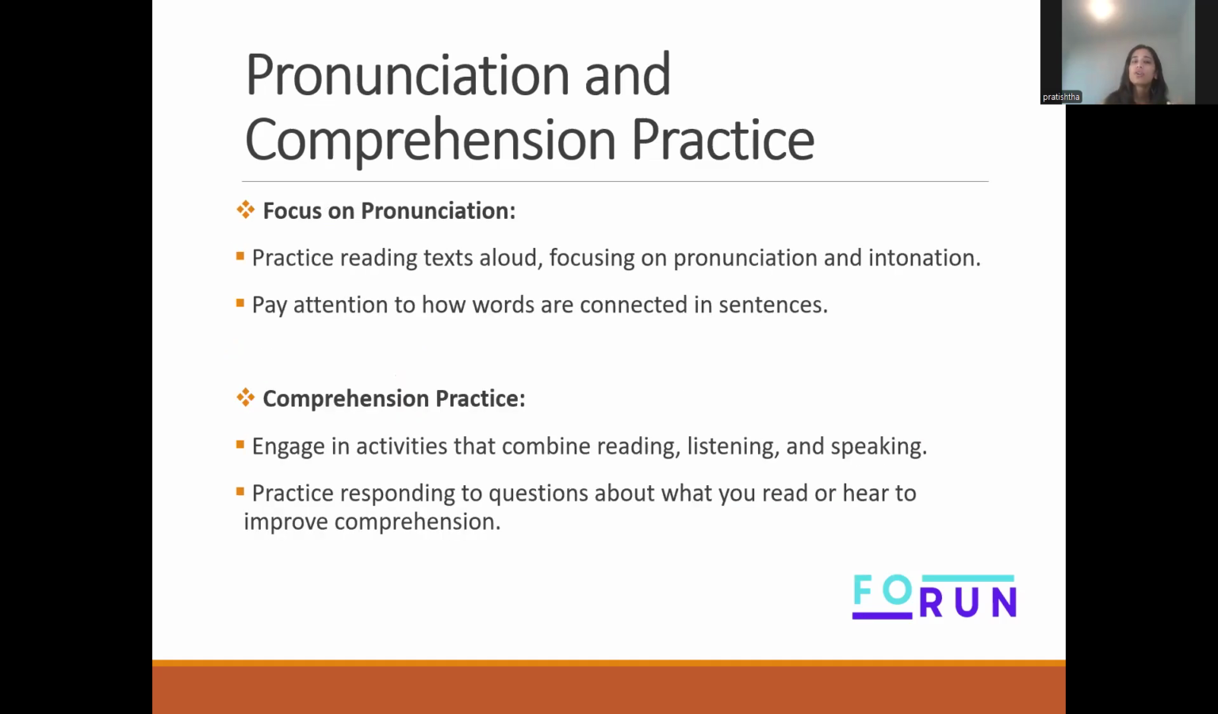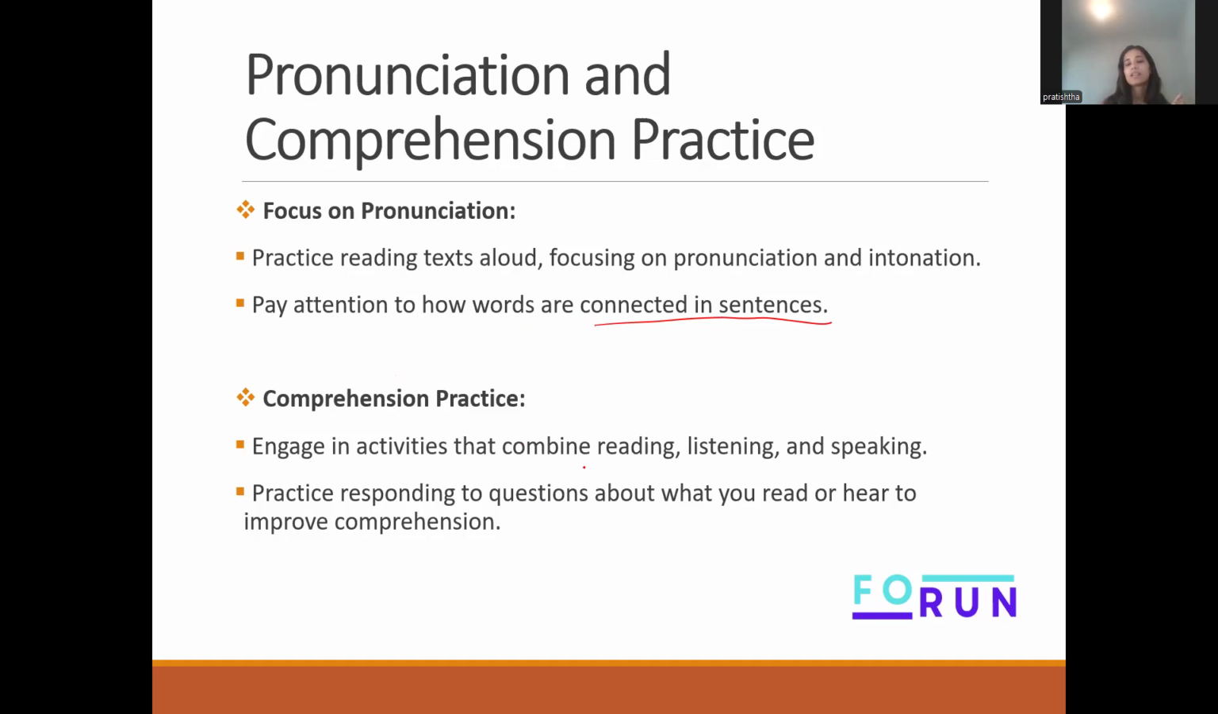Again, you need to focus on your pronunciation, right? So I would really suggest listening to a lot of things, even while you're reading. Try to, I would say, record yourself, right? Try to see how you can be better at it. Try to learn from other examples. Pay attention to how words are connected in sentences, right? So what kind of word is used after another word, things like that. That would really help you improve.